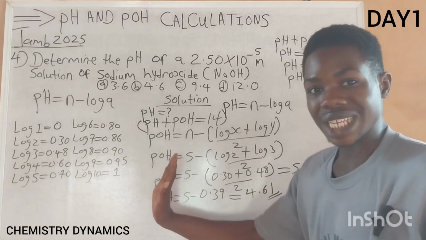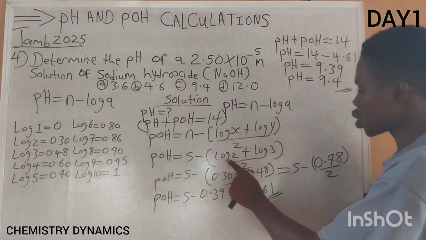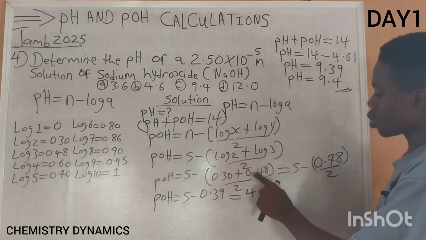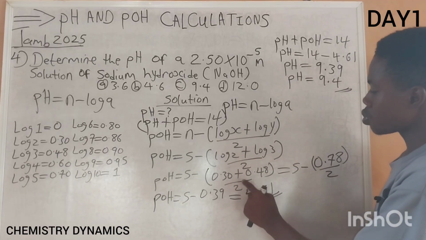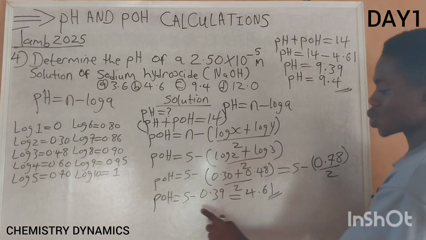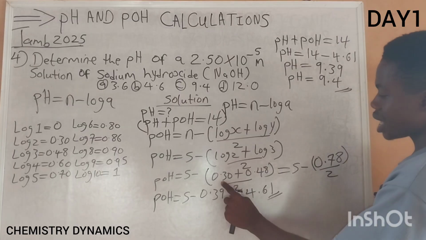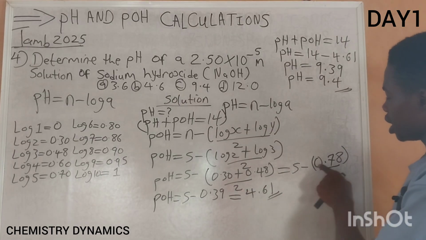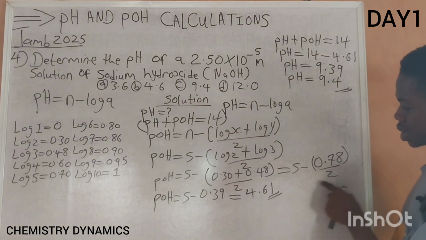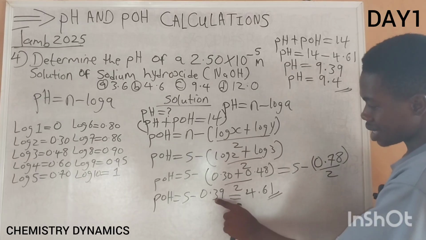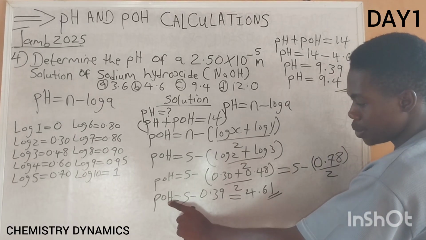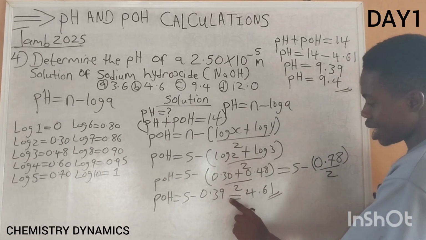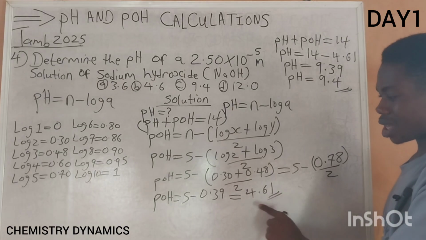So I told you guys earlier on to memorize this. Log 2 is 0.30 and log 3 is 0.48, divided by 2, since I'm looking for the average here. So pOH equals 5 minus, now 0.30 plus 0.48 gives 0.78. Divided by 2, we now get 0.39. So now pOH equals 5 minus 0.39, which happens to be 4.61. This happens to be our pOH.